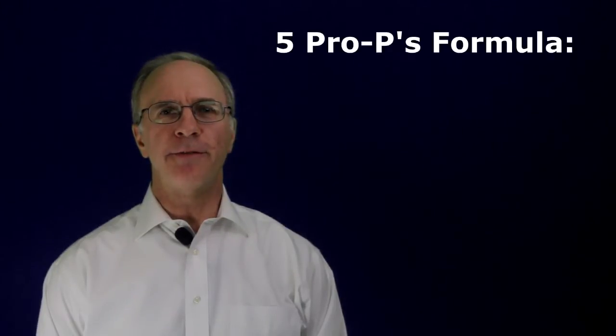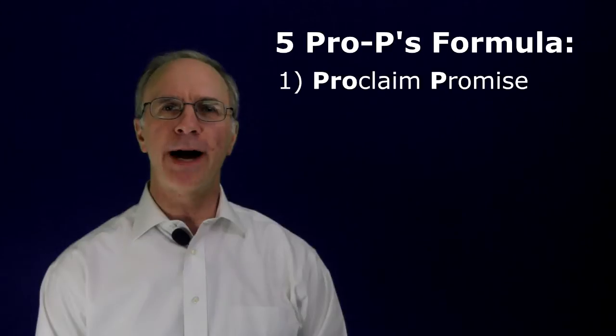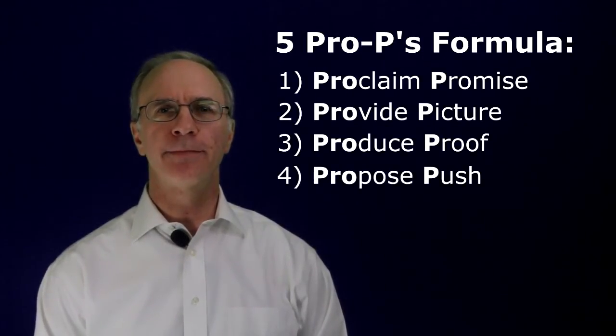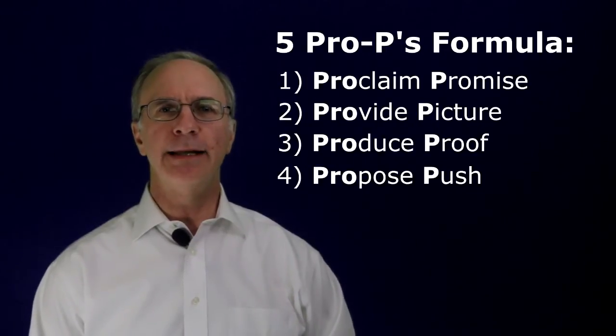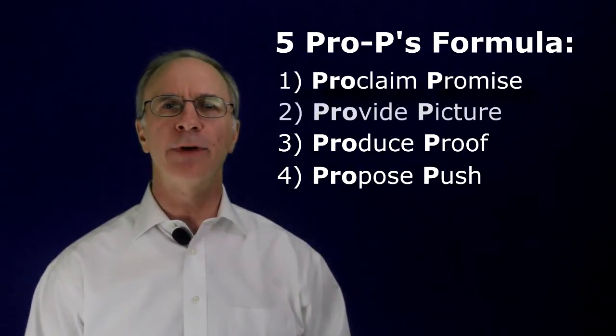Now let's introduce the 5 Pro-P's formula for persuasive copywriting. In the 4 stages discussed above, you've proclaimed a promise, provided a picture, produced proof, and proposed your push. Therefore, when presented in this new and creative way, you can easily see a unique modification of the 4Ps formula with the addition of 4 unique pro-prefixed verbs, namely proclaimed, provided, produced, and proposed.